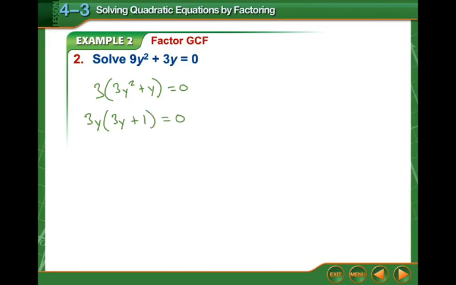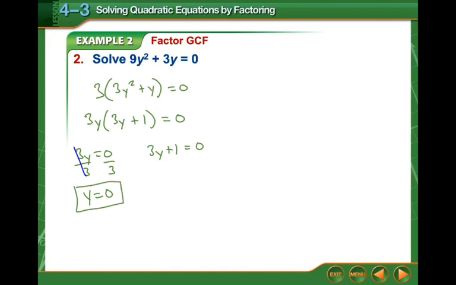So now we have it broken down into its two factors. And now we can just go ahead and set them equal to 0. So we have 3y equal to 0 and 3y plus 1 equal to 0. 3y equals 0, we're just going to divide by 3 on both sides. That's not going to do anything because 0 divided by anything is 0. So it's y equal to 0 is one of our solutions.